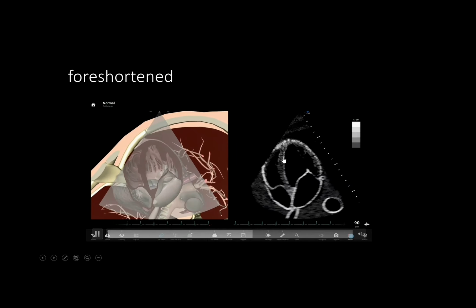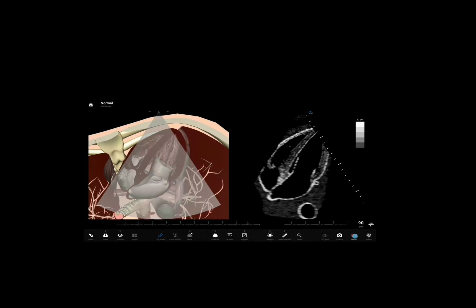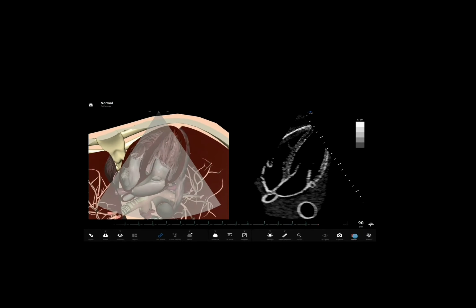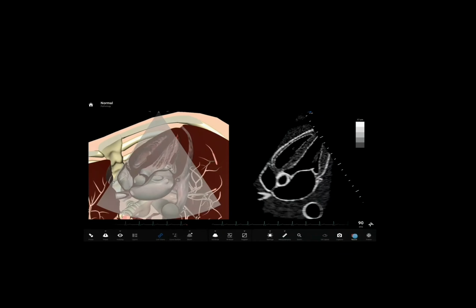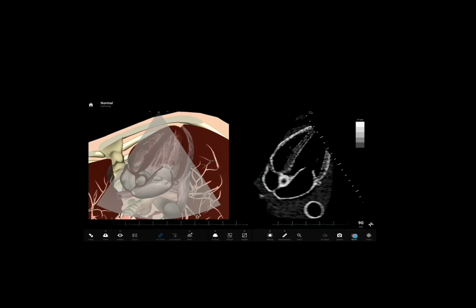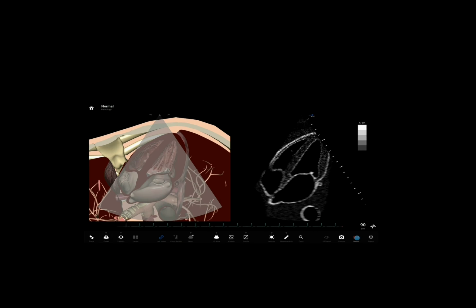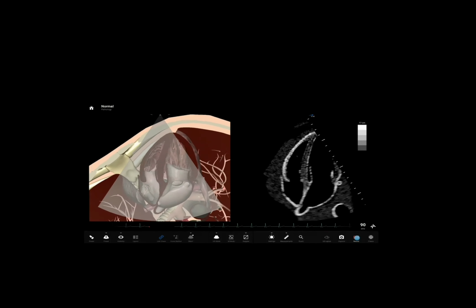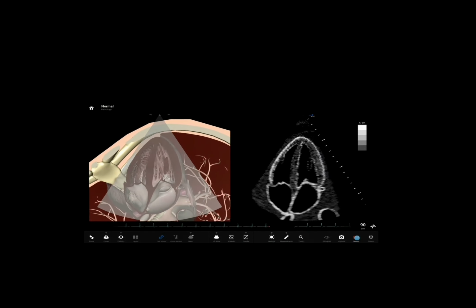This is an example of a foreshortened view. When you encounter this, try to move one intercostal space below. This is an off-axis view of the 4-chamber view. So you could be very medial. Correct this off-axis by gently rocking and sliding towards the left side of the patient.